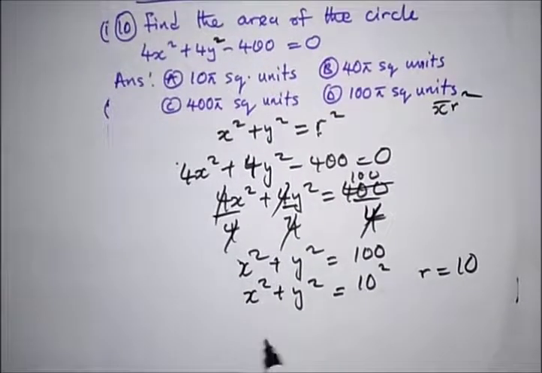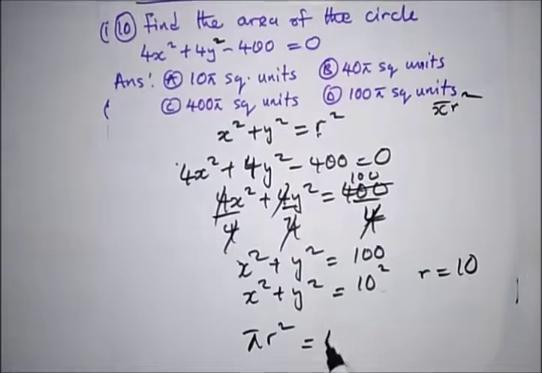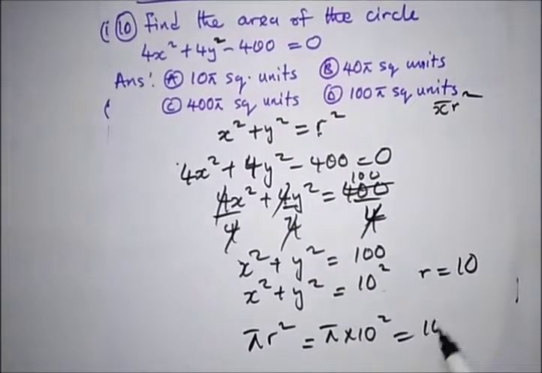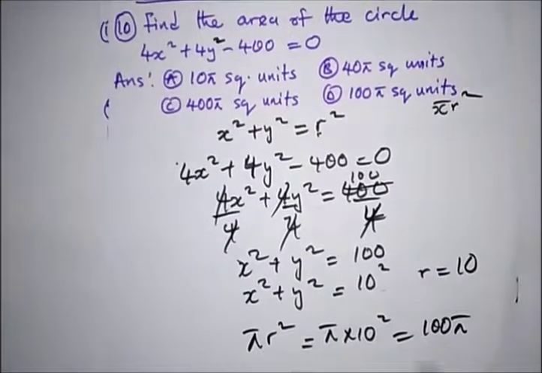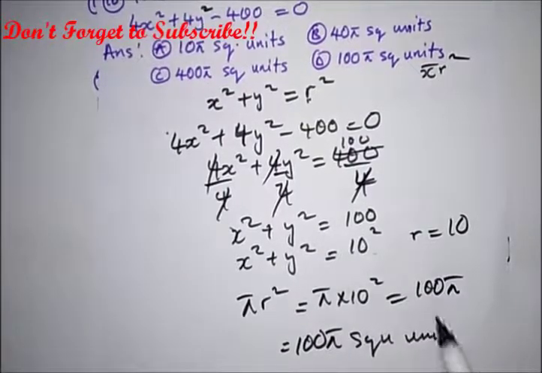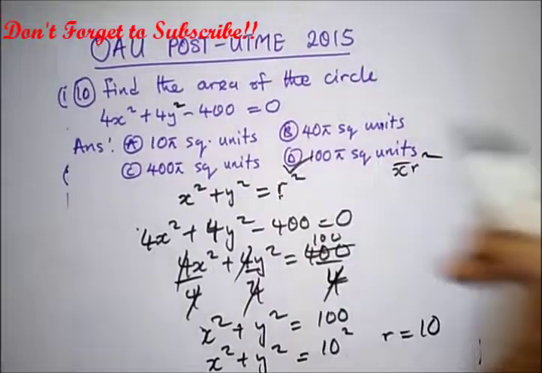So r is equal to 10. And the area of the circle is pi r squared. So we have pi times 10 squared, which will be 100 pi. So our answer is 100 pi square units, and the correct option here is option D.